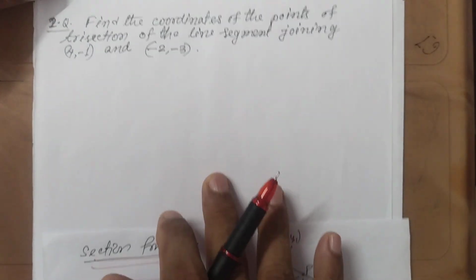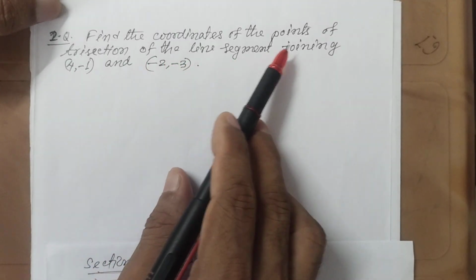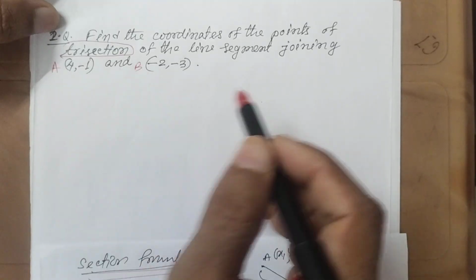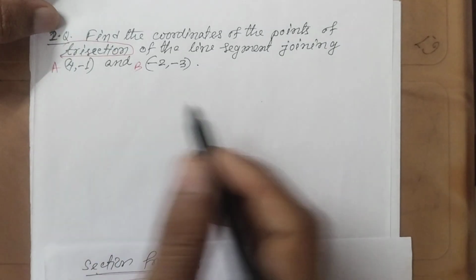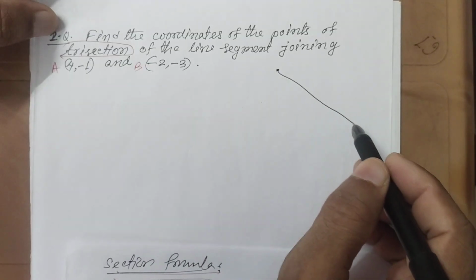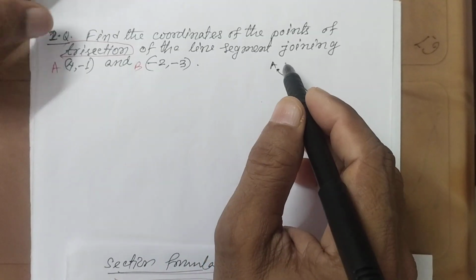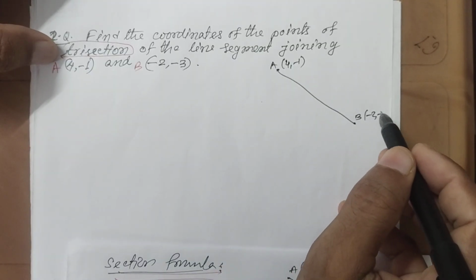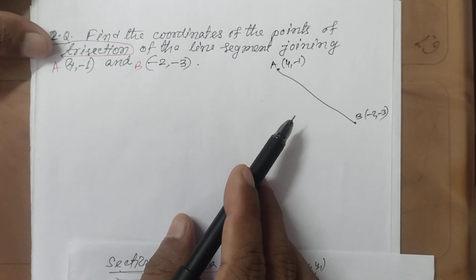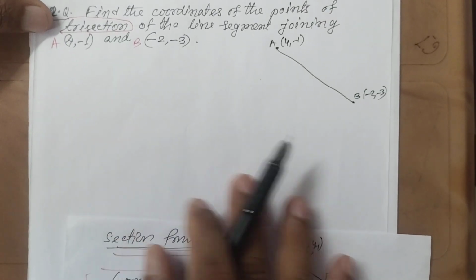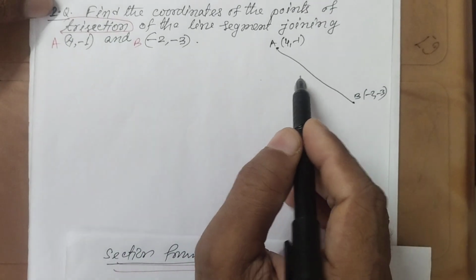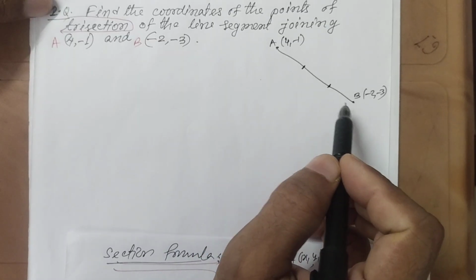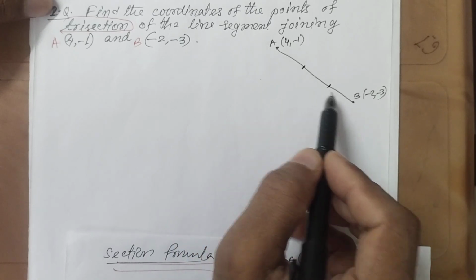Question number 2 says, find the coordinates of the points of trisection. Trisection means a line segment AB is divided into 3 equal parts. A point is 4, minus 1, and B point is minus 2, minus 3, and it is divided into trisection. Trisection means divided into 3 equal parts. So if we take 2 points like this, it is now divided into 3 equal parts. You see 1, 2, 3 equal parts.